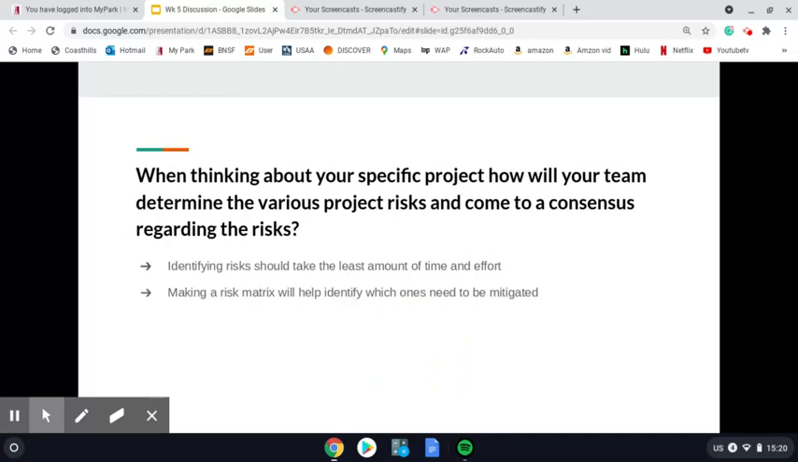When thinking about your specific project, how will your team determine the various project risks and come to a consensus regarding the risks? For my example, we came up with all the risks, we wrote them down, and then we addressed them and we did an assessment. We weren't as formal as we've been in this class, but we came up with who was going to get what done and what funds did we have and who's going to do it. And then we made plans to meet and check up on each other.